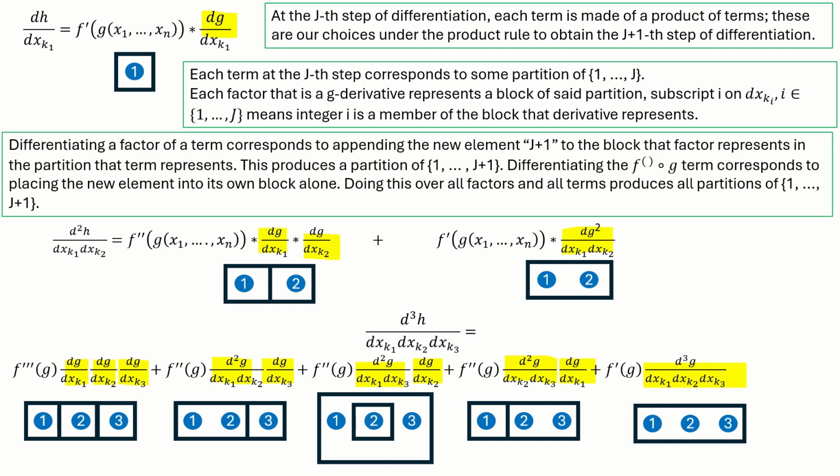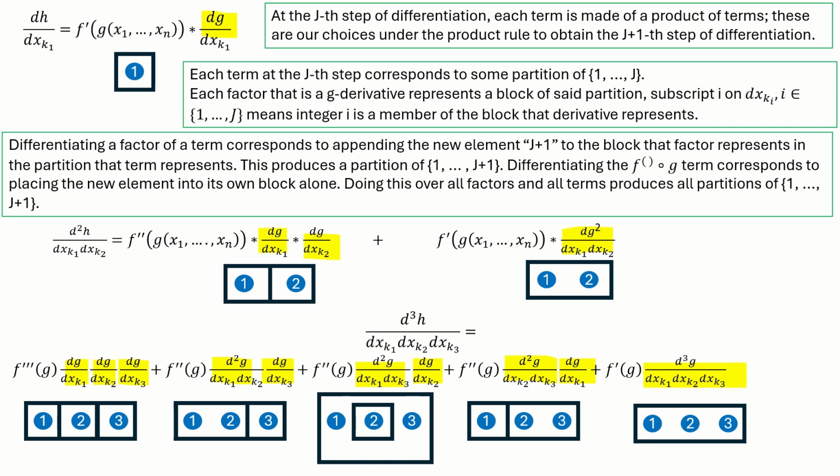Now, when we pick a factor to differentiate under the product rule, we're essentially appending the new element, which you can think of as the integer j plus 1, or the symbol dx sub k sub j plus 1, to the block that factor corresponds to, producing a partition of the set of integers 1 through j plus 1. Differentiating the remaining factor that makes up this term, which is some composition of some derivative of f with g, represents placing the new element into its own block by itself.